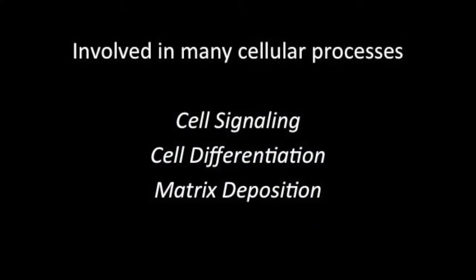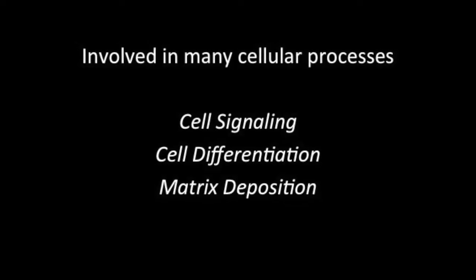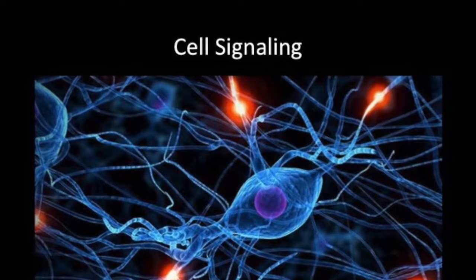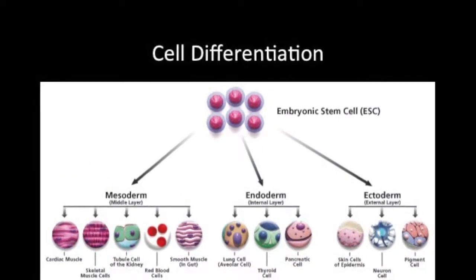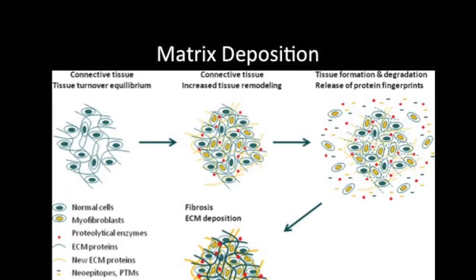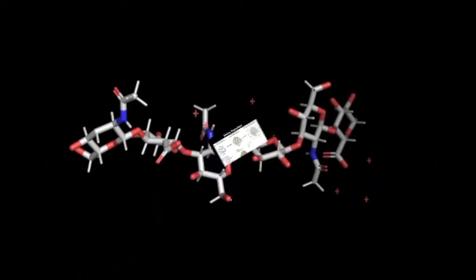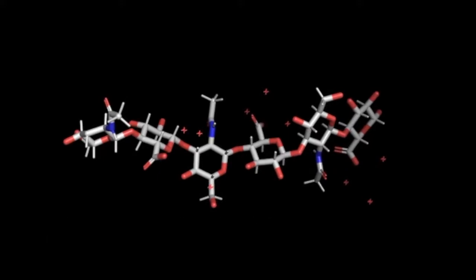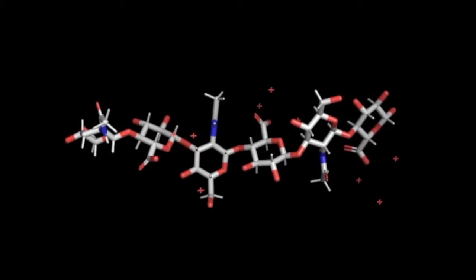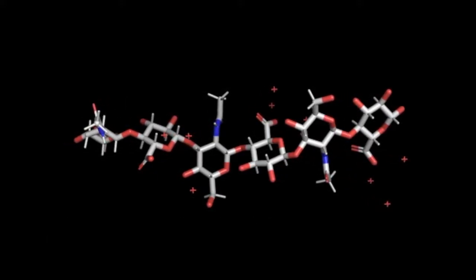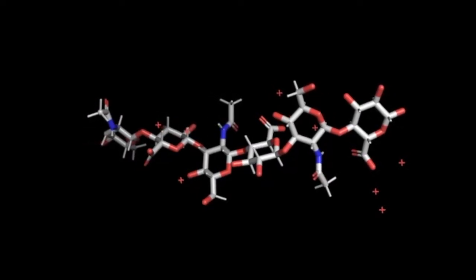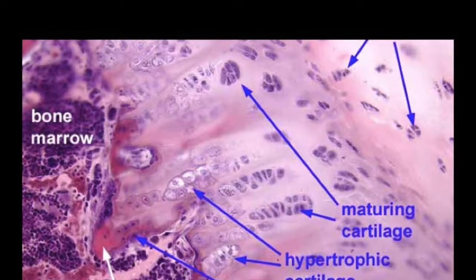Hyaluronic acid is also involved in many cellular processes, including but not limited to cell signaling, cell differentiation, and matrix deposition. Hyaluronic acid contributes to the structure and function of the tissue microenvironment by working as a molecular powerhouse with critical roles in homeostasis, pathological disease onset, progression, and recovery or decline.